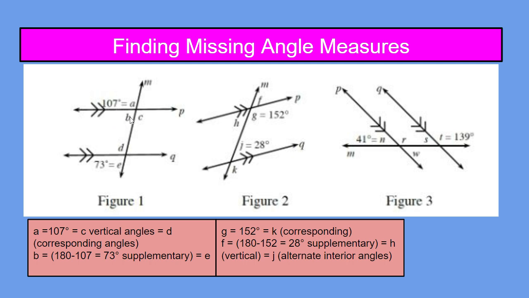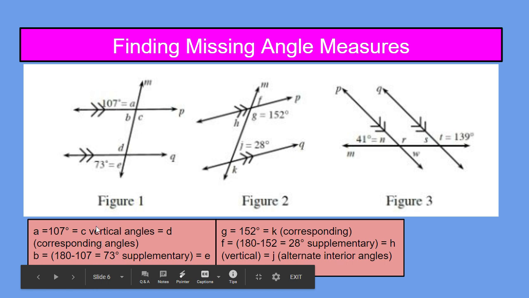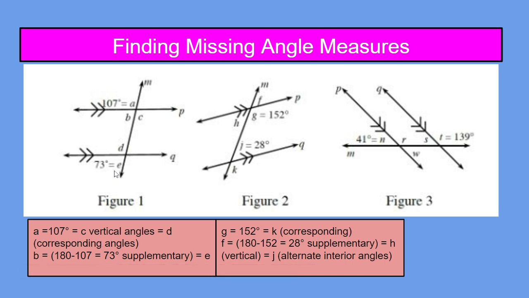Now you'll notice B is 73 degrees, and if we look down here on the other line that's parallel to line P and cut by the same transversal, we see 73 degrees. And we know that D and E are supplementary. They form 180 degrees, so 180 minus 73 does equal 107, which is the same measure as angle A. And so we can see some different angle relationships there. And I did write D as corresponding. D is corresponding to A, and B is corresponding to E, really.